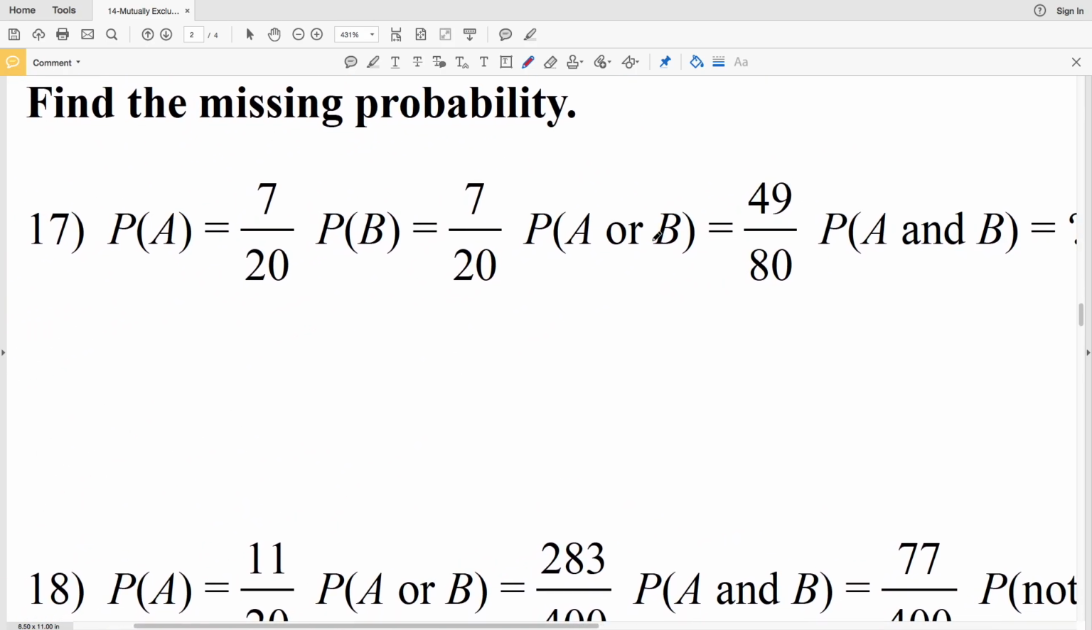And the last set of directions, we're going to be finding the missing probability. So we're not told whether they're mutually exclusive or not.